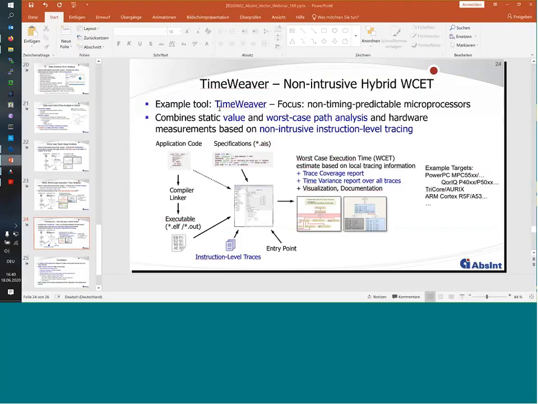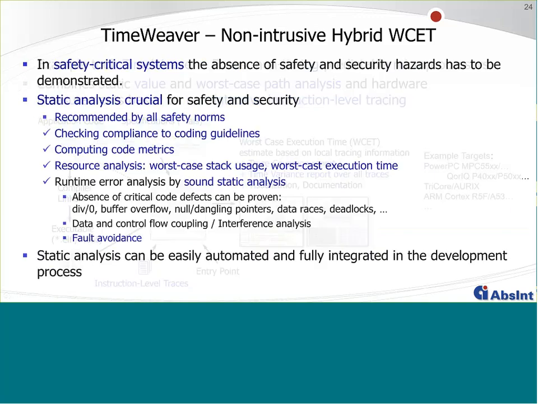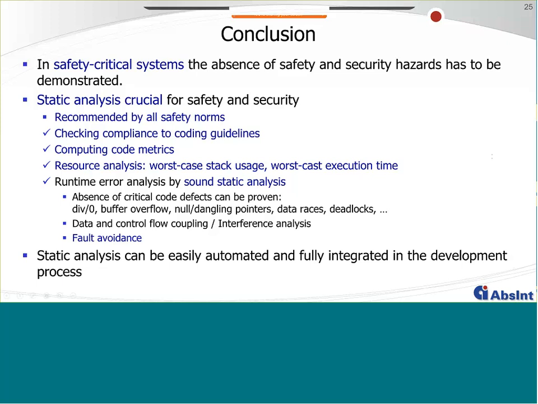All right, so this was a quick overview of running some binary level analysis, which already brings me to the conclusion. If you have a safety critical system, then it's clear that you have to reason about the occurrence of safety and security hazards. And if you want to do this, then static analysis plays a very crucial role.